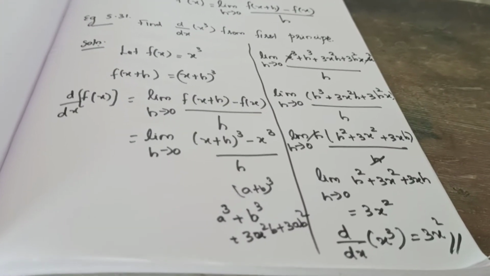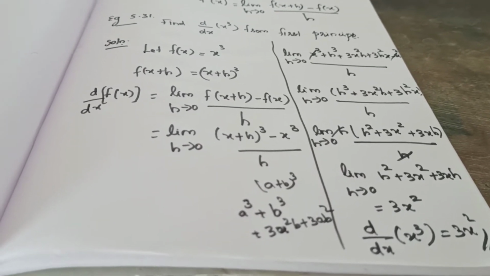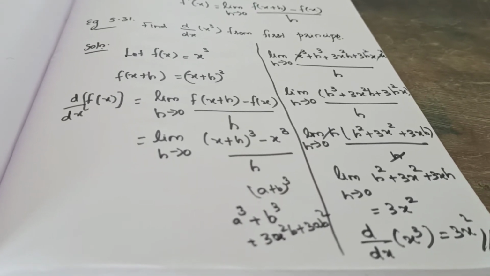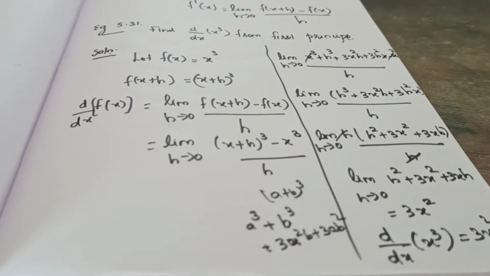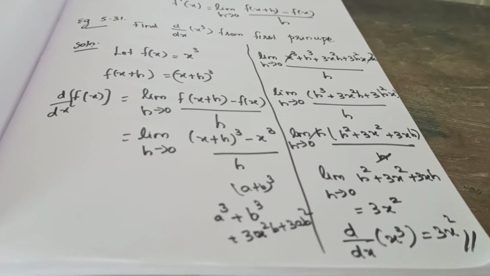Have you all got it, children? So very easy. The only thing you need to learn is the formula: limit h tends to 0 f of x plus h minus f of x divided by h. Understand? You got the answer as 3x square. Let's move to the next question.